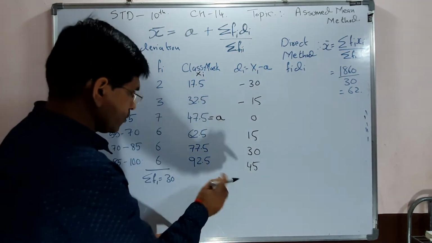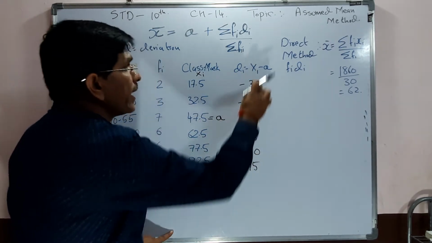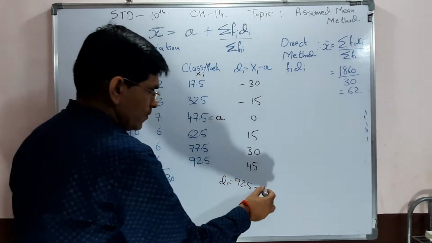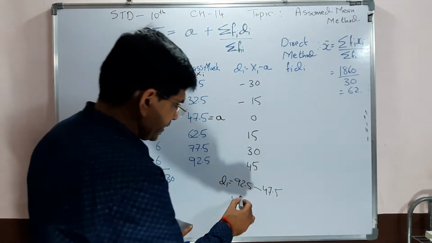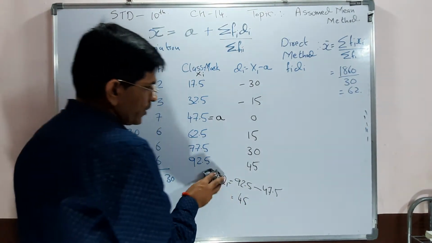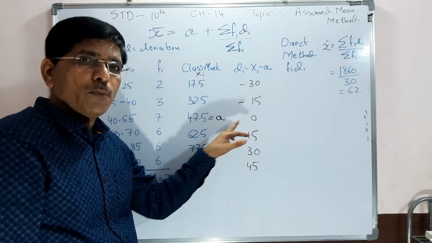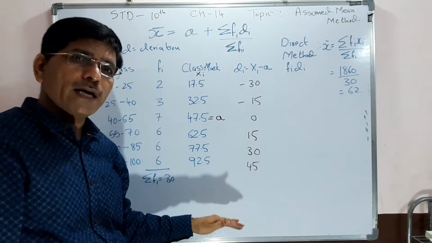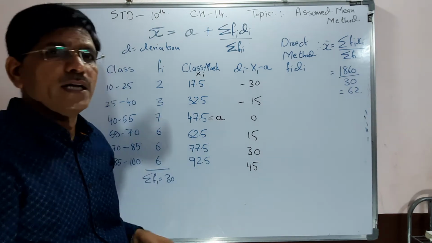How do we get 45 again? From the x side. If I want to find this 45, then di is equal to the x value, that is 92.5, minus the assumed 47.5. What answer do we get? 45. But it is not necessary to do it like that. Already we have given you the shortcut method. What is the shortcut method? Wherever you assume A equal to 0 in di, above you take negative and below you take positive. Above means minus 15, minus 15. Below means 15, 30 and 45.